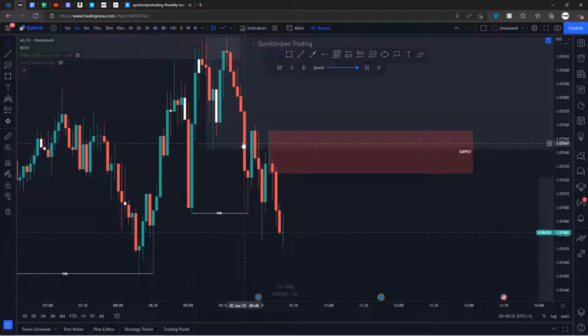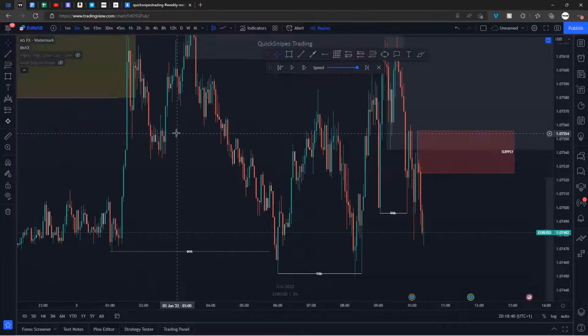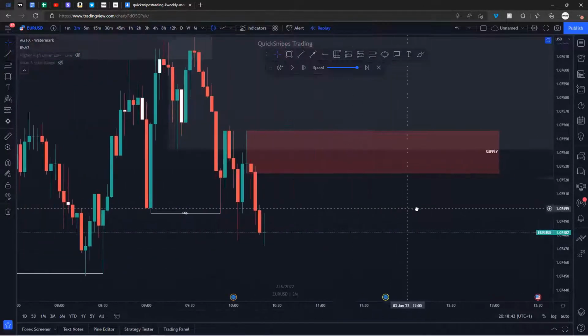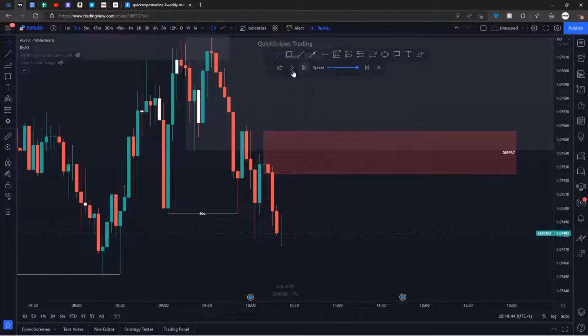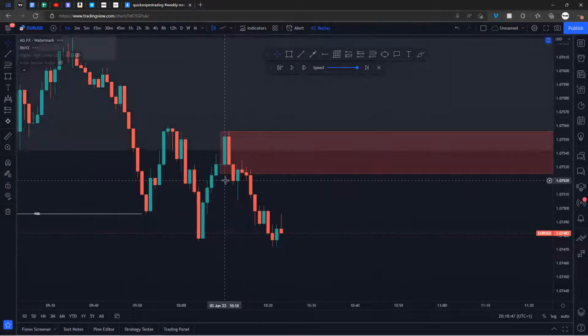So you could have had that, and then that high lines up with this structure, which lines up with all this structure and all this structure. So it could be a good area and a strong area to react off of. So let's drop to our 1 minute and see if we can find something really nice in there.